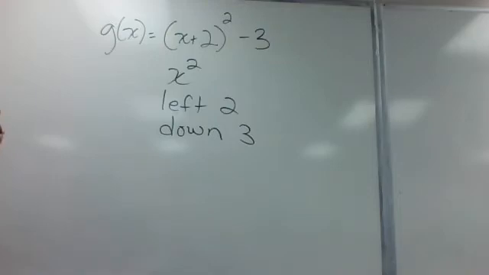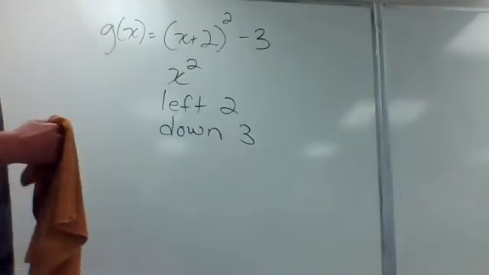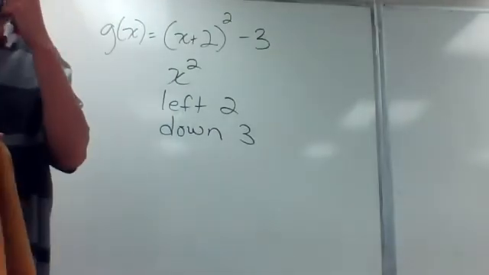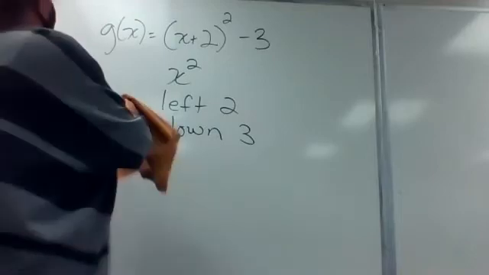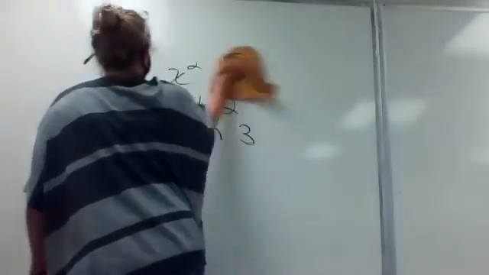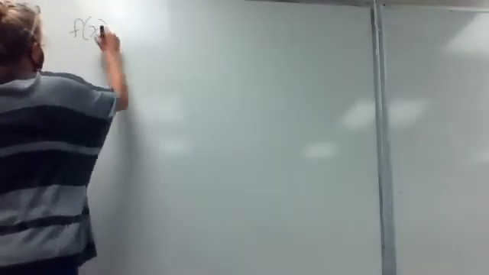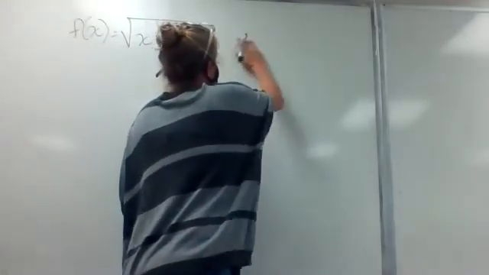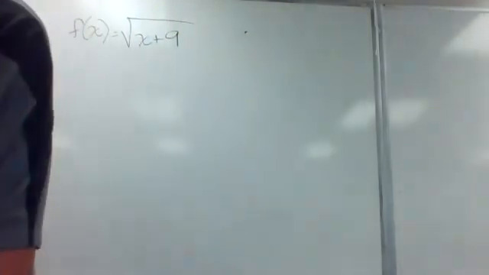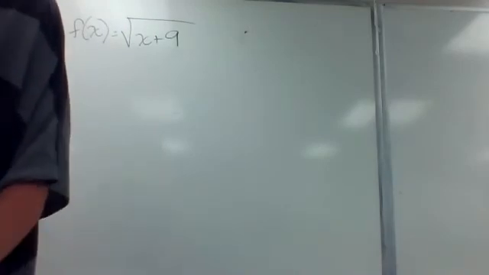Number 6. F of x equals the square root. I'm going to do 6 and 7 at the same time. I'm going to put them up here at the same time. F of x equals the square root of x plus 9. So that's number 6. And number 7 is g of x equals the cube root of x minus 3.